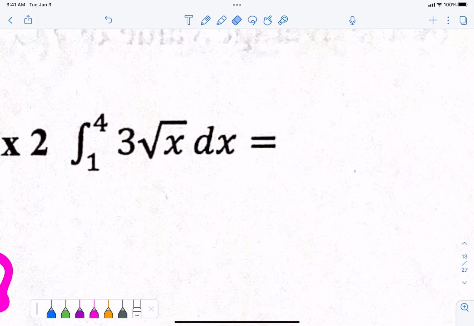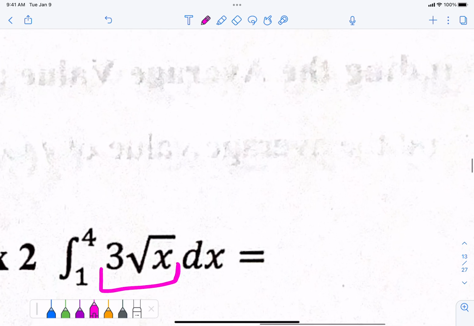All right, let's do this one. This one is a little bit harder of an antiderivative. To rewrite it, I'm going to go up top here. This is 3x to the 1/2 power. Oh, yeah, that's not a cube root. That's 3 and the square root of x, right? 3x to the 1/2 power.